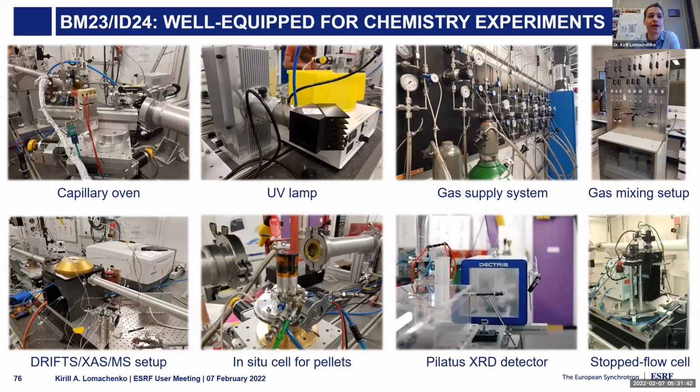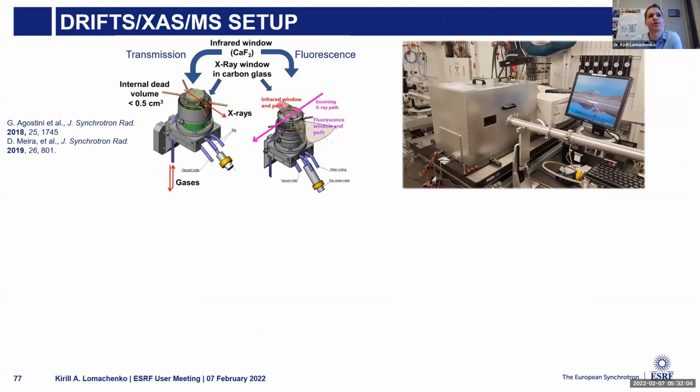For chemistry, we have a lot of equipment for gases. We have a lot of different cells. We have different complementary techniques like diffraction, like mass spectrometry. We can do UV spectroscopy as well. One of the highlights of BM23 and ID24 is the combined infrared and XAS setup. We have a dedicated cell developed by my predecessors, Giovanni Agostini and Mark Newton. And this cell can be used to measure together XAS and DRIFTS.